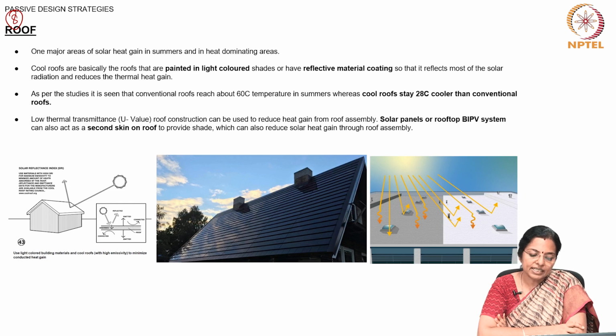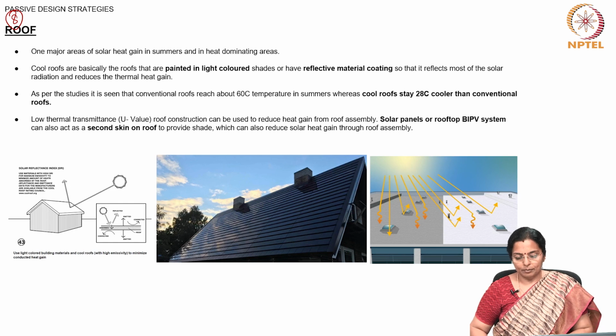As per some studies, conventional roofs reach about 60 degrees centigrade in summer, whereas cool roofs stay at 28 degrees centigrade, which is much cooler than the conventional roofs. Low thermal transmittance U-value roof construction can be used to reduce heat gain from the roof assembly. Solar panels or rooftop building integrated photovoltaic systems can also act as a second skin on the roof to provide shade, which can also reduce solar heat gain through the roof assembly.